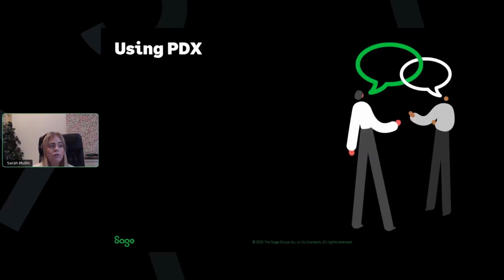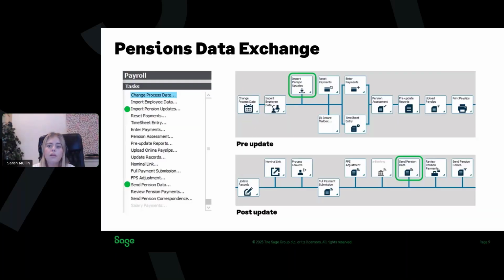So now that it's set up, we are ready to start using PDX. So let's have a little look at how it fits into your payroll process. So there are 2 parts to using pension data exchange. First, you do have the option to import pension updates for any schemes connected via PDX. So that's a pre-update task. So you'll usually do it at the start of a pay run. And if your provider does support it, it can include things like opt-out information or scheme changes.